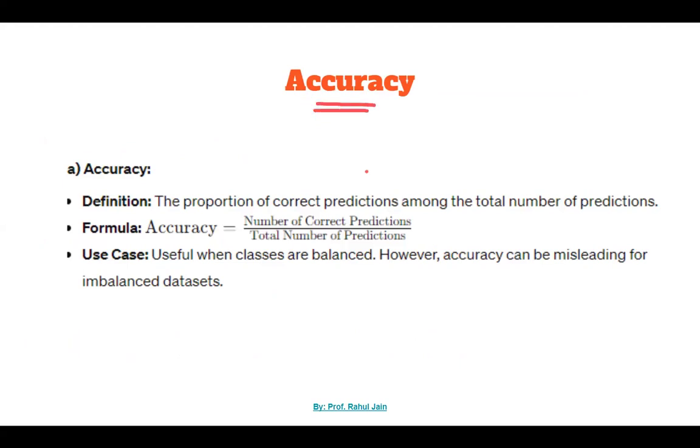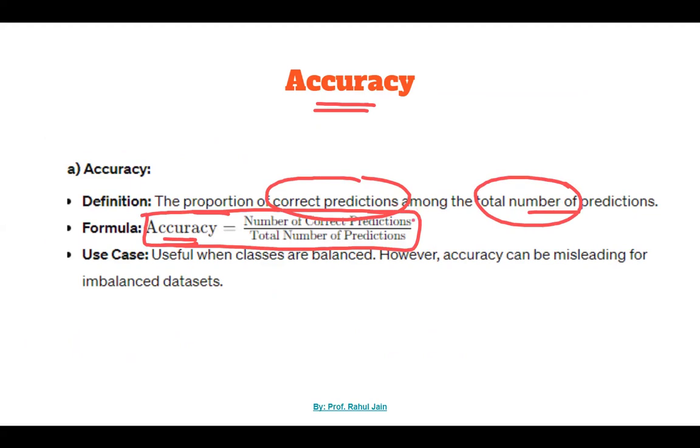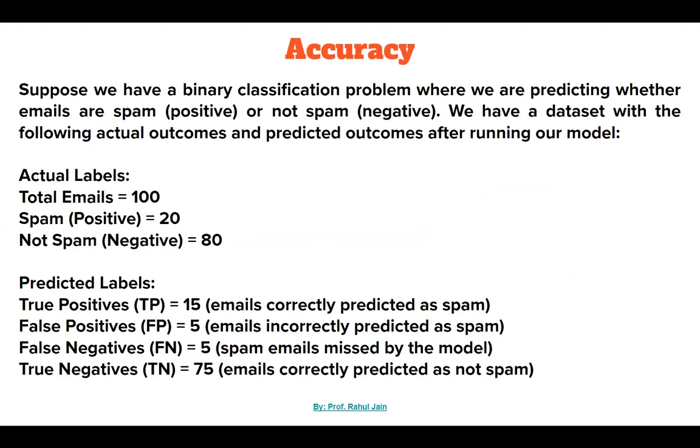So what is accuracy? In simple terms, it is the proportion of correct predictions among the total number of predictions. Whatever correct predictions are made out of the total number of predictions, we can call it accuracy. In a simple formula, you can describe it like this: number of correct predictions divided by total number of predictions, right? It is useful when the classes are balanced, however accuracy can mislead on an imbalanced data set. So accuracy, which is an evaluation metric under classification metrics, is used when the classes are balanced.